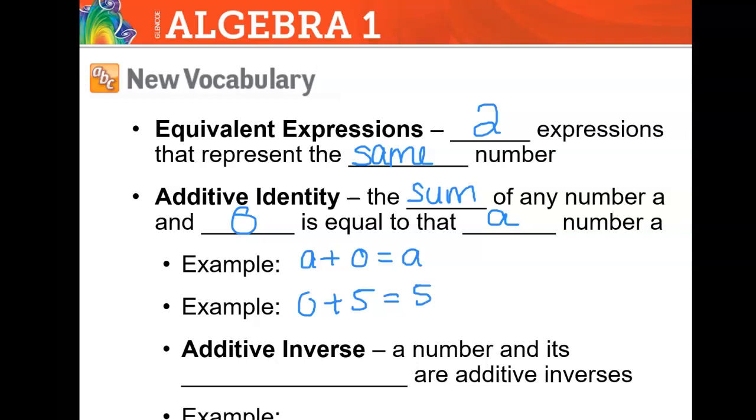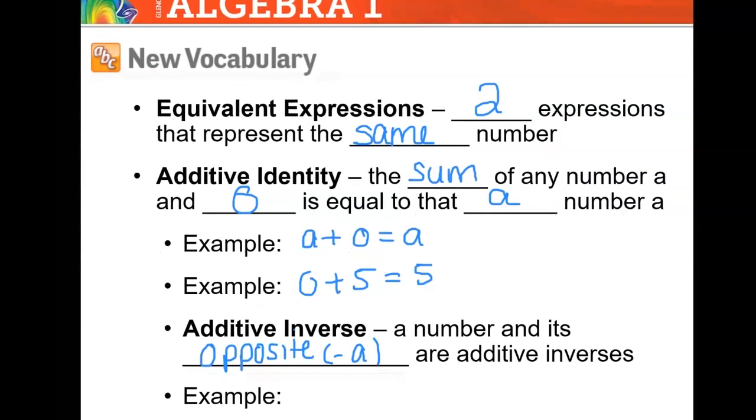Now I can write down my negative A. A number and its opposite, aka negative A, are called additive inverses. An example would be A plus negative A equals 0.